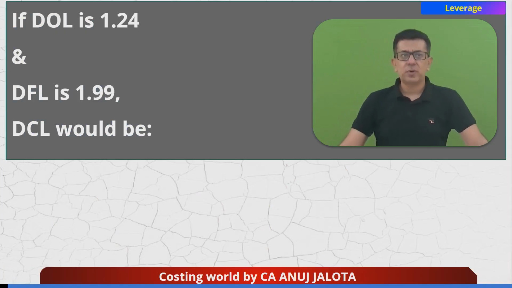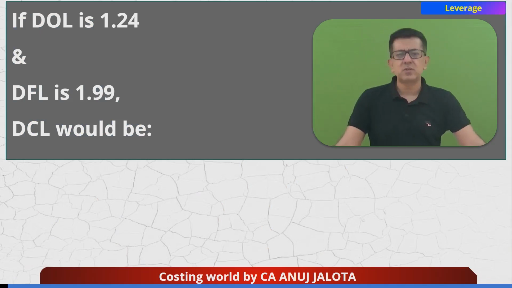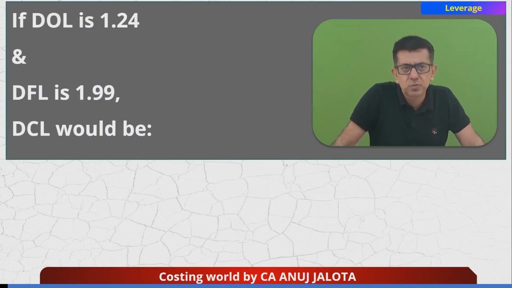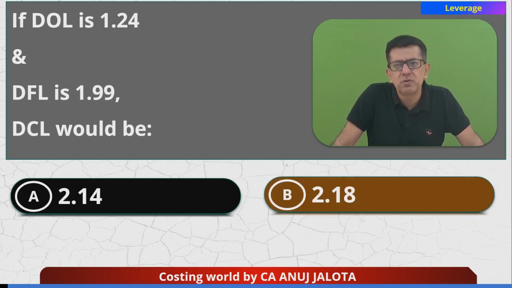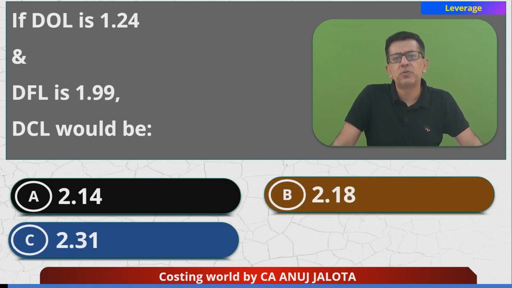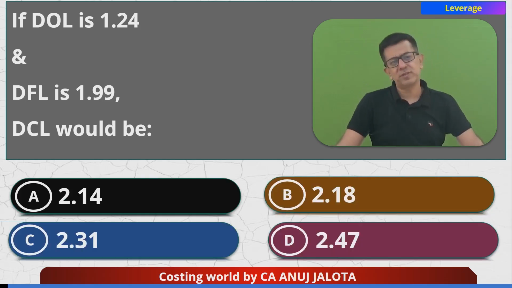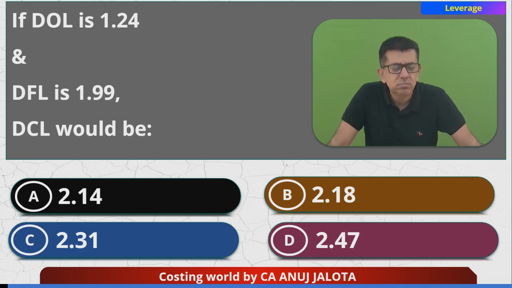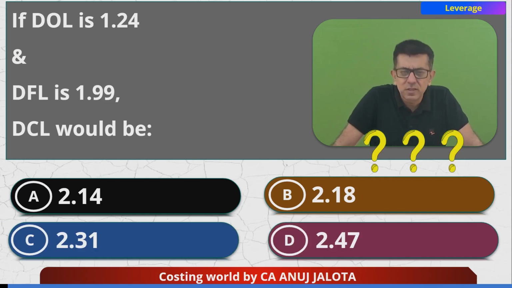Let's do the question for today. If DOL, the degree of operating leverage, is 1.24, and DFL, the degree of financial leverage, is 1.99, then DCL, the degree of combined leverage, would be. Bring me the four options, please. You have 2.14, 2.18, 2.31, and lastly 2.47. In case you know the answer, please comment below for the correct answer.